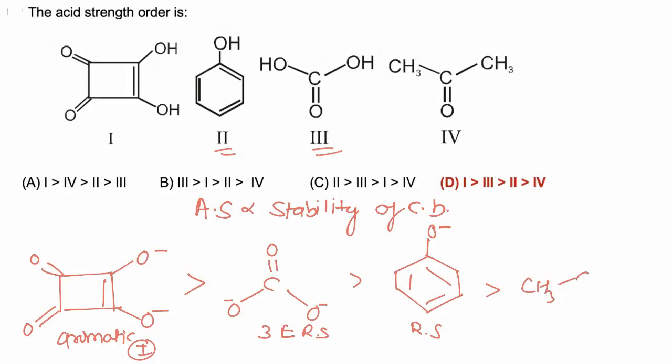In the fourth case, a negative ion is involved with comparatively less resonance, hence acetone is least acidic. Now squaric acid has a pKa value between 0 to 1, phenol has a pKa value of approximately 10, carbonic acid 7 and ketone 18. So squaric acid is most acidic, then carbonic acid, then phenol, and acetone is least acidic, and hence the correct answer is the fourth, 1, 3, 2 and then 4.